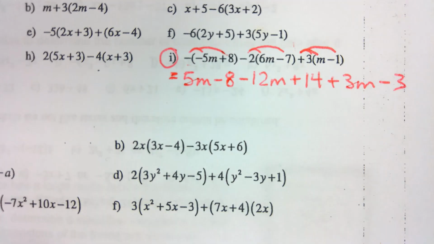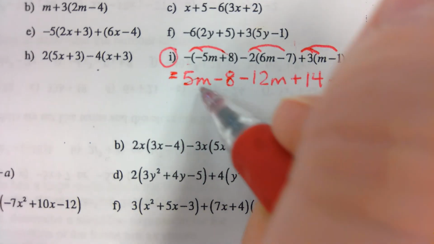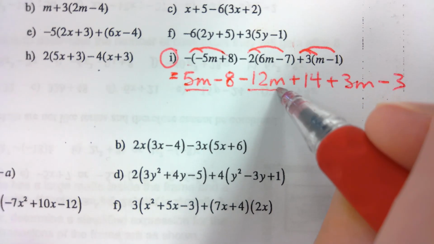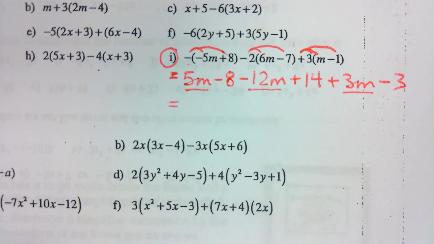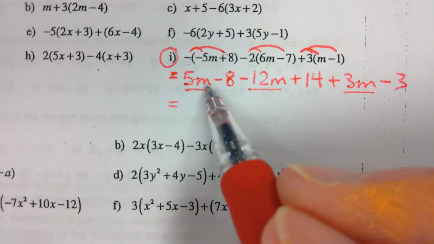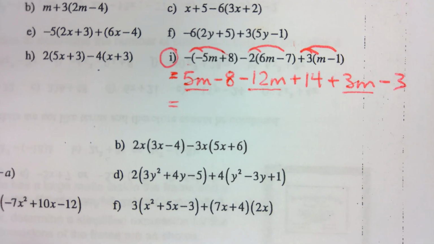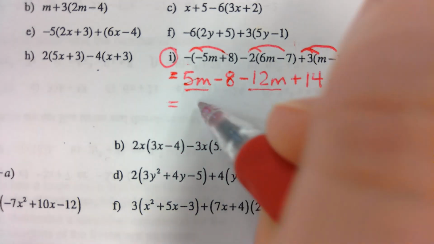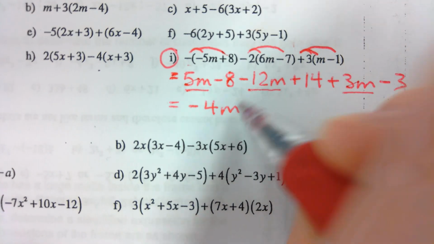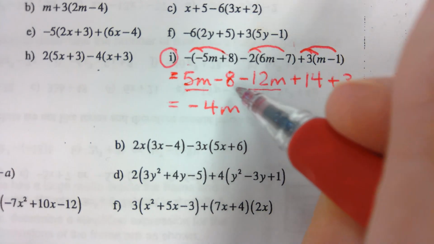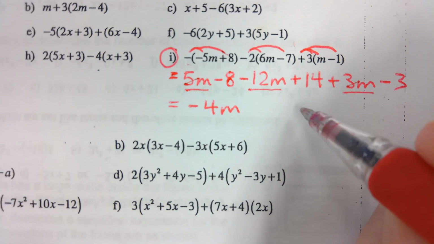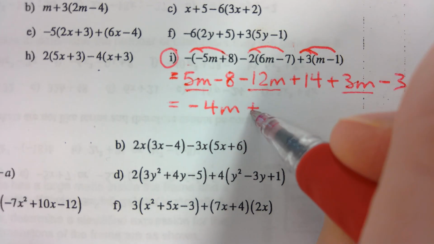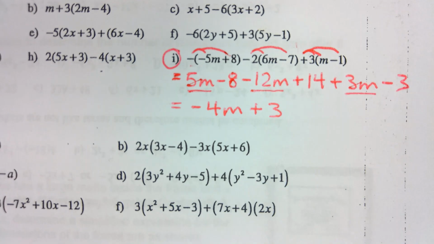Alright, now that we got this, we can collect our like terms. So put all the m's together. What is 5m minus 12m plus 3m? Negative 4m. Yep. And then negative 8 plus 14 minus 3, you get plus 3. That's right. Ding, ding, ding.